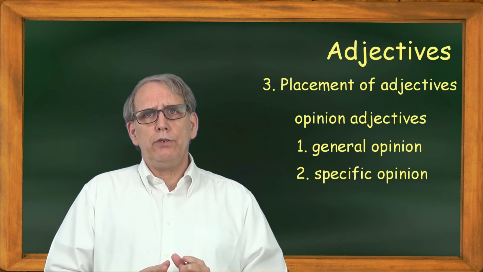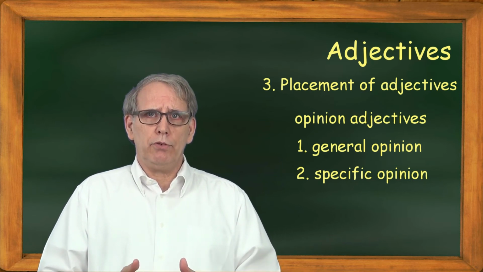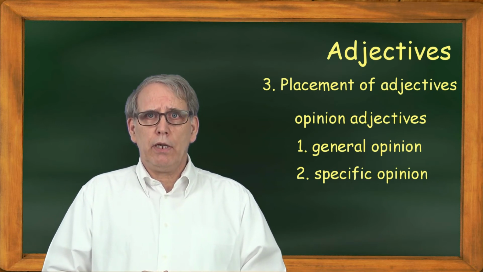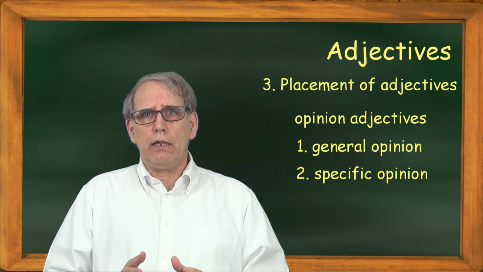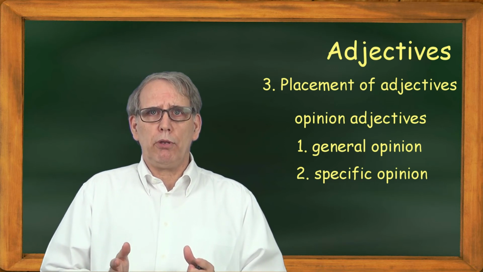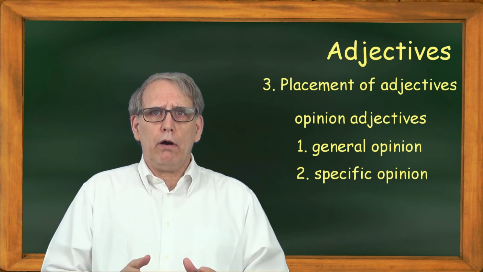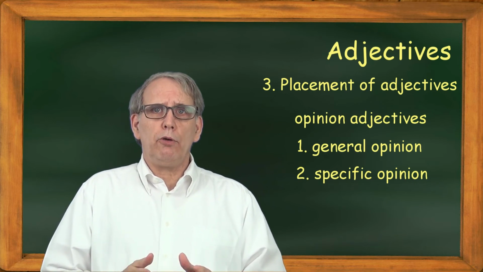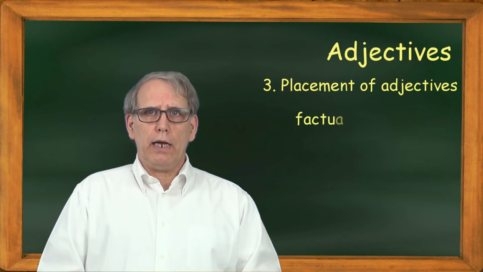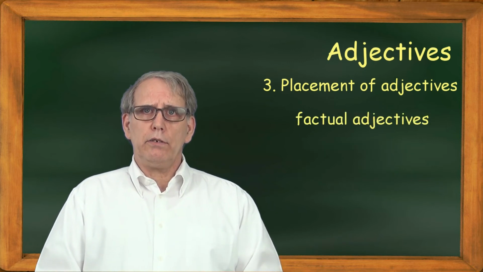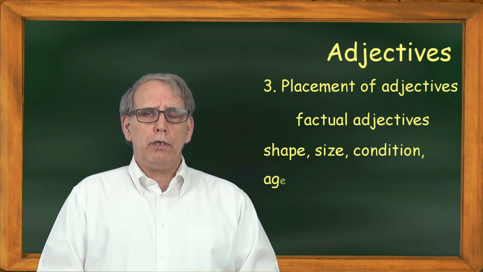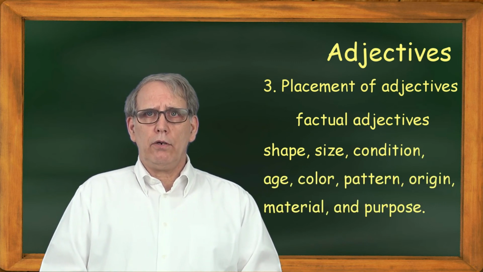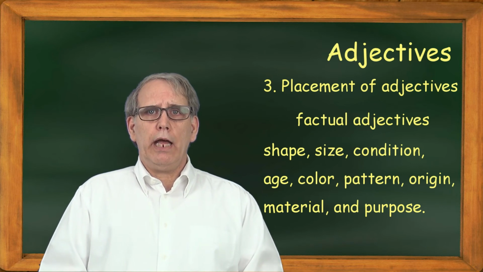For example, we use tasty and delicious to describe food, comfortable and uncomfortable to talk about furniture and buildings, and adjectives like clever, intelligent, and friendly to talk about people and animals. We would never call a child tasty, and we would not or should not call a person comfortable. Factual adjectives fall into the following descriptive types: shape, size, condition, age, color, pattern, origin, material, and purpose.